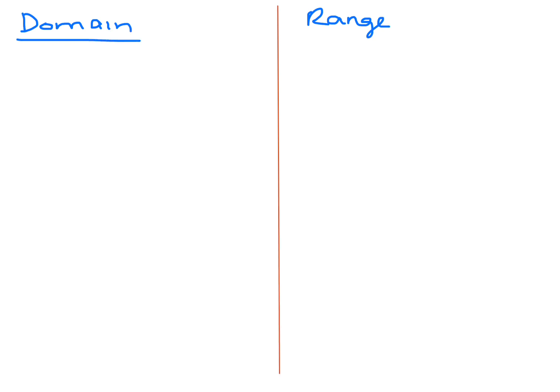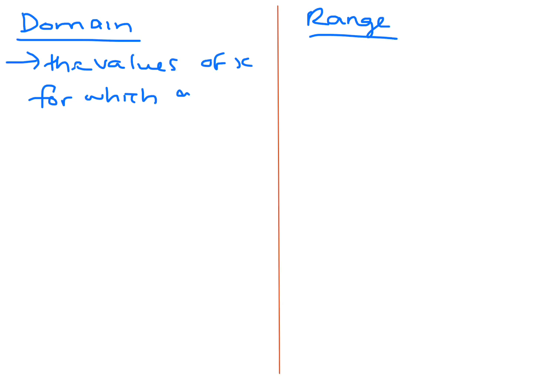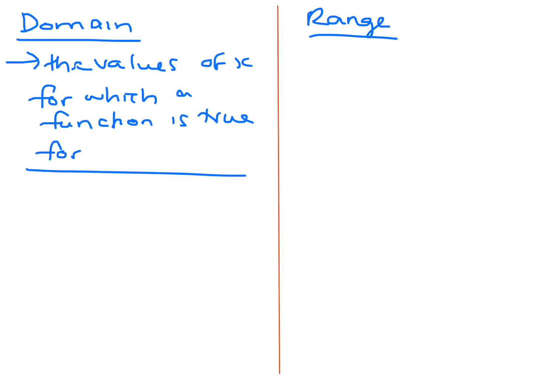We're just going to talk about the domain and the range. So the domain is actually the values of x for which a function is true. Now, the best way to look at the domain and range is to actually sketch the function. There's another way too, where you look at the restrictions on the function, but it's easier if you sketch it first.